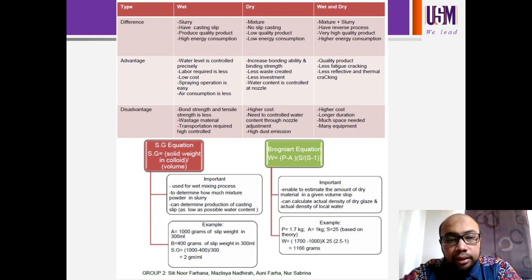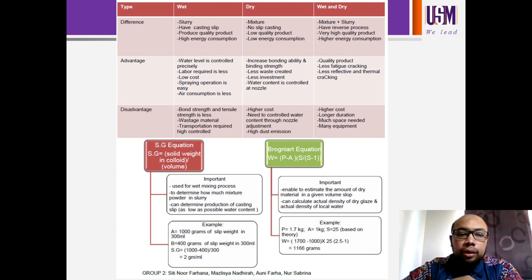Okay, so for the details you can refer to my notes, or you can go through Google and find the SG equation for ceramics processing. They will give you thousands of examples. Okay, please try these calculations, and hopefully you will understand well when and where we should apply those equations.